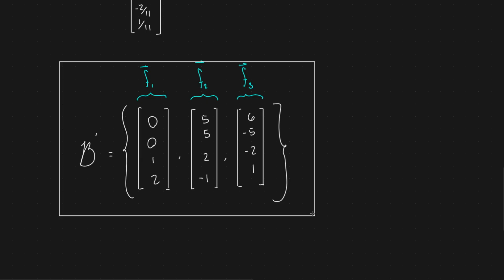Now, it's orthogonal because each of these vectors are orthogonal to each other. F1 and F2 are orthogonal. If you take their dot product, you'll get 0. F1 and F3 are orthogonal. If you take their dot product, you'll get 0. F2 and F3 are orthogonal. If you take their dot product, you'll get 0.